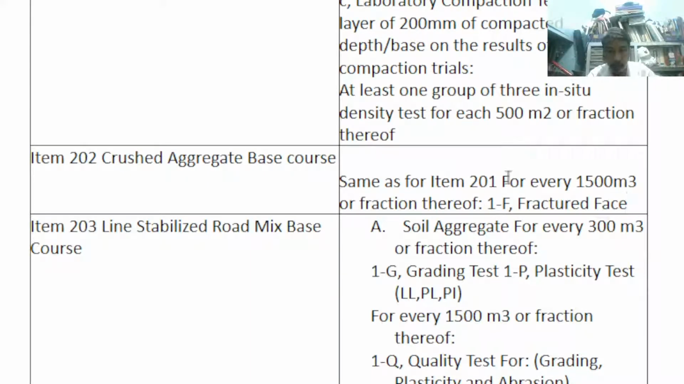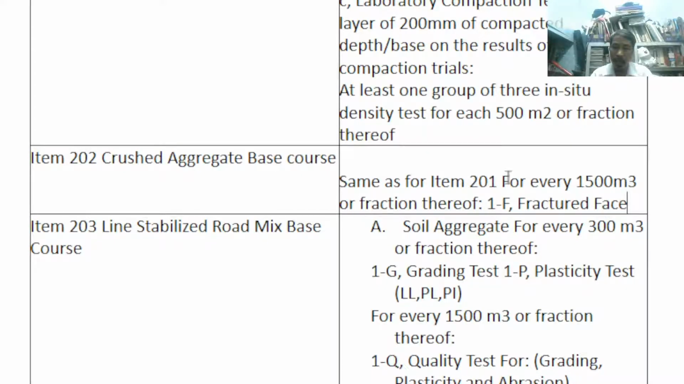So item 203, lime stabilized road mix base course. Okay. Letter A, soil aggregate for every 300 cubic meter or fraction thereof, 1G and 1Q. What do we mean by 1Q? That is quality test for grading, plasticity, and abrasion. Okay? Because we are on the road mix base course, stabilized, meaning it is with respect to the wearing surface. Okay? Quality test for abrasion.